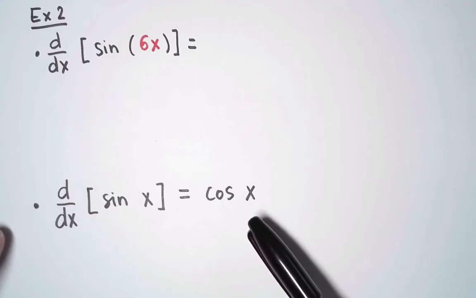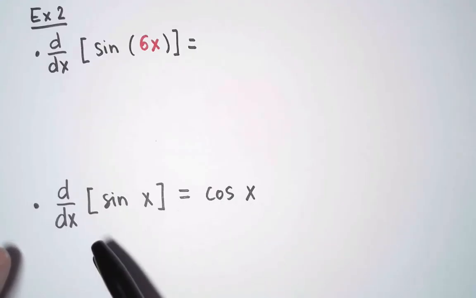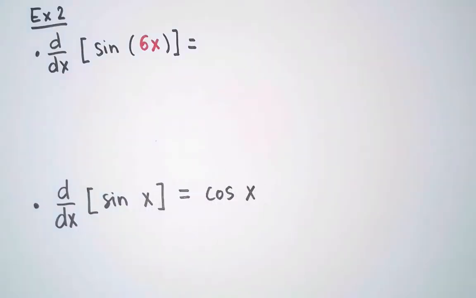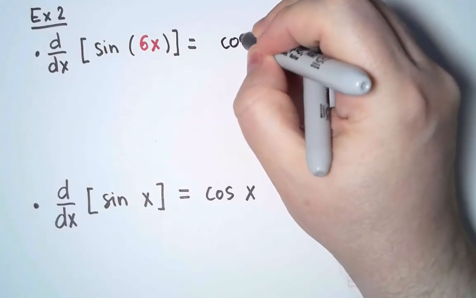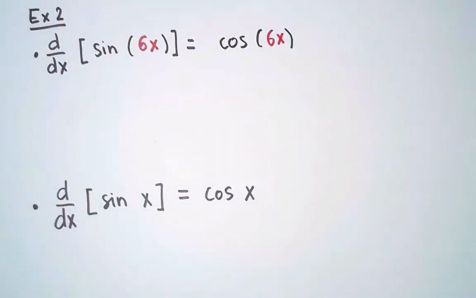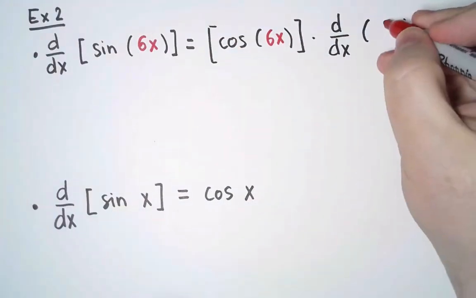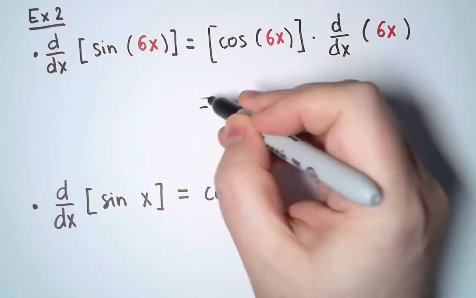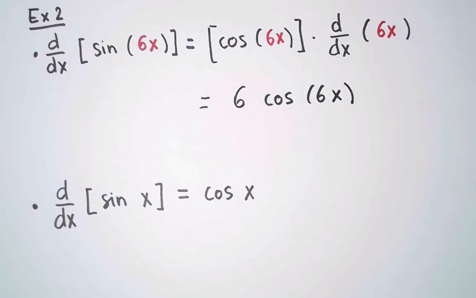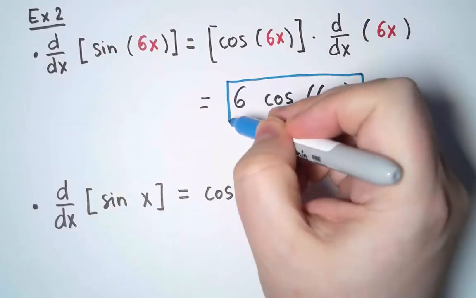The point of the problem is, once we know the derivative of sine is cosine, what is the derivative of sine of 6x? The chain rule says, first take the derivative as though the argument 6x were the variable. I get cosine of 6x. And then multiply times the derivative of the argument, the derivative of 6x. We know the derivative of 6x with respect to x is 6. So the final answer is 6 cosine of 6x.